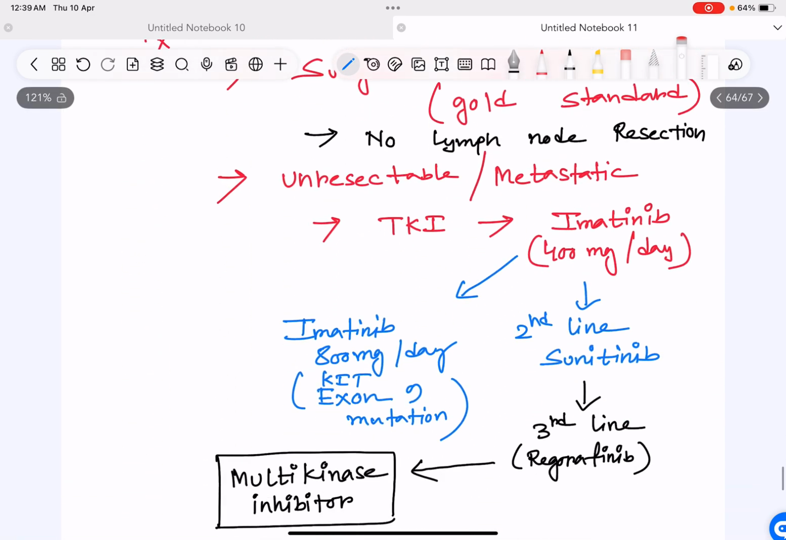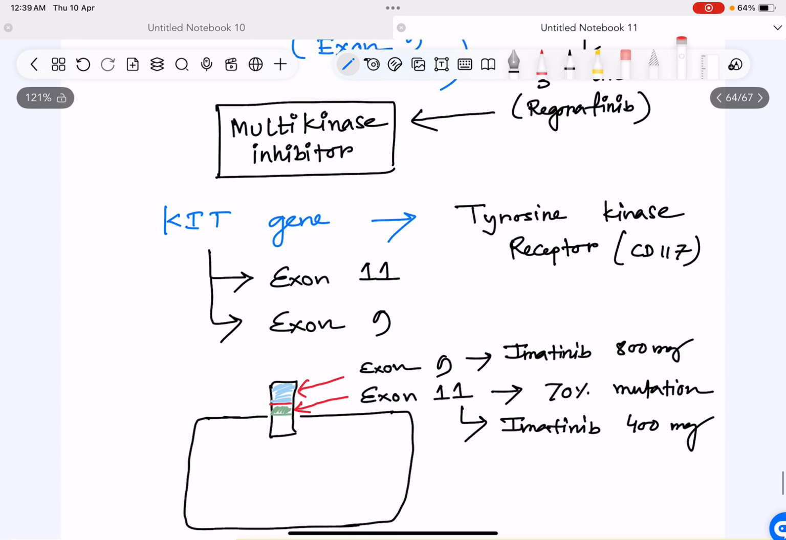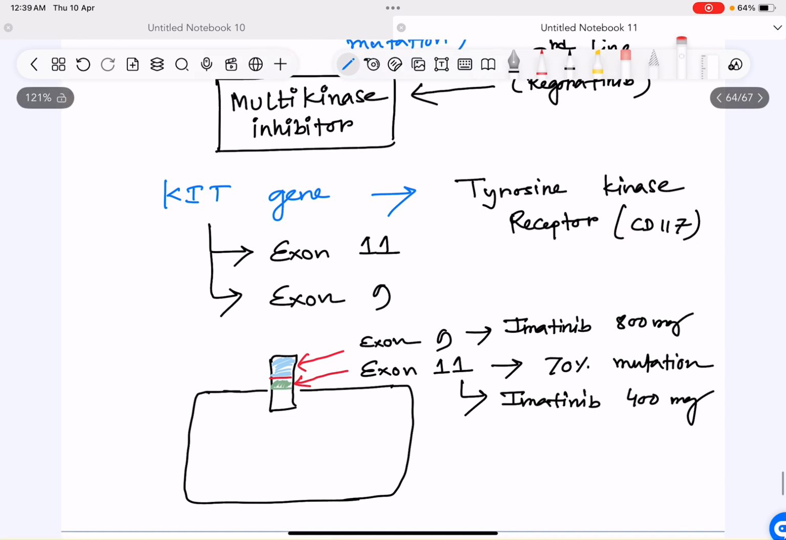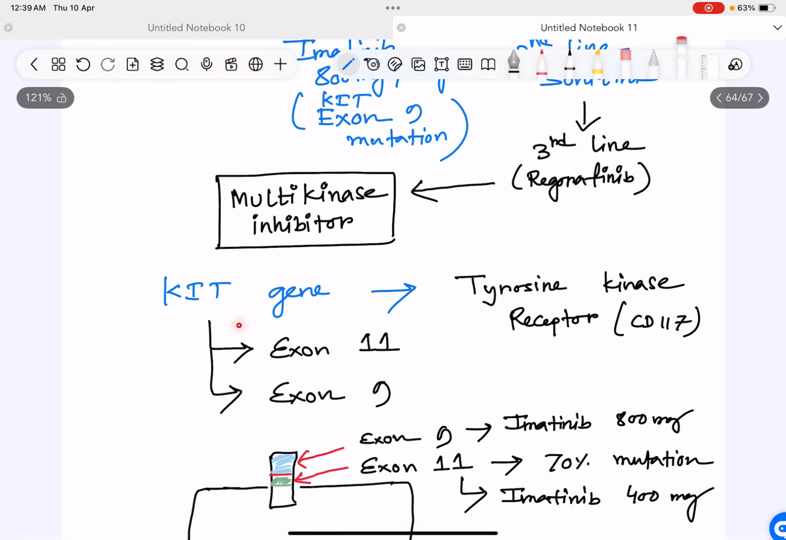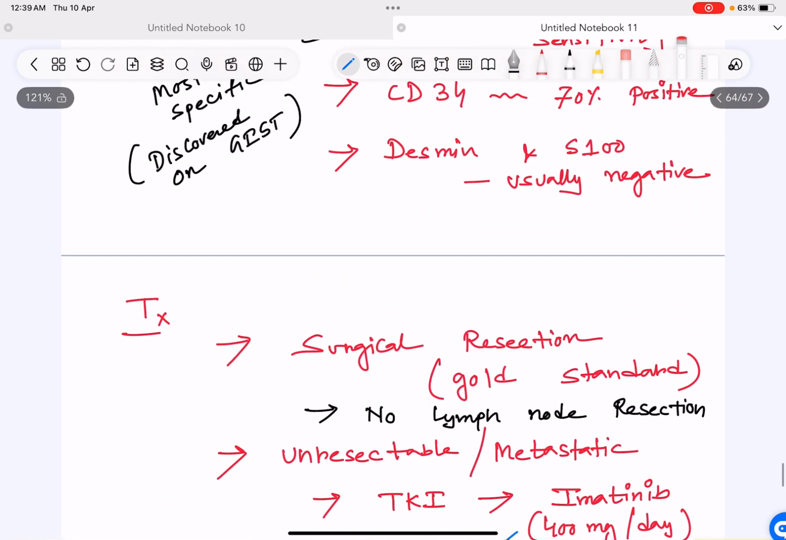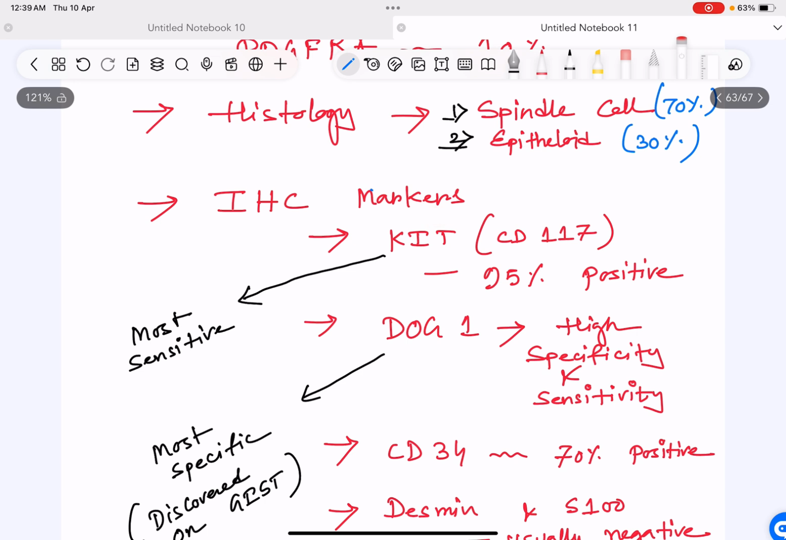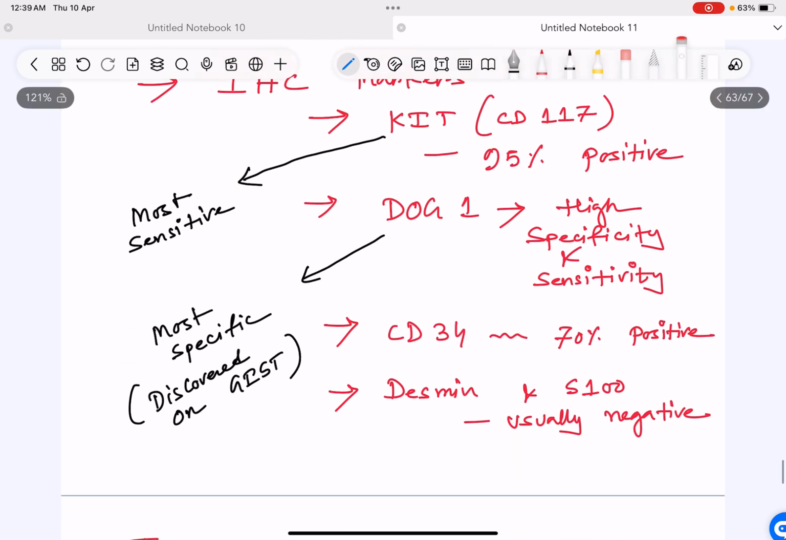See, the KIT gene produces tyrosine kinase receptor, which is known as CD117. Now, other than the KIT gene mutation, the most sensitive immunohistochemistry marker for this condition is CD117 or c-KIT, and most specific is DOG1. DOG1 is discovered on GIST. Other than that, we have CD34.